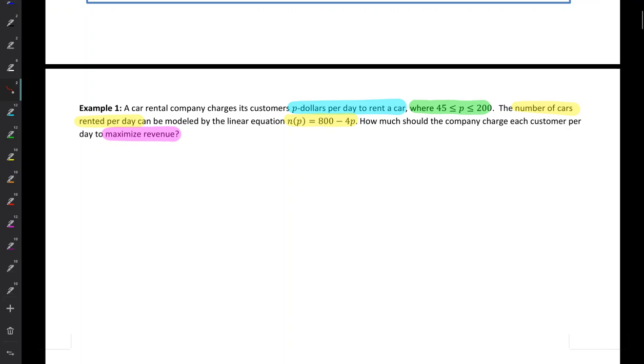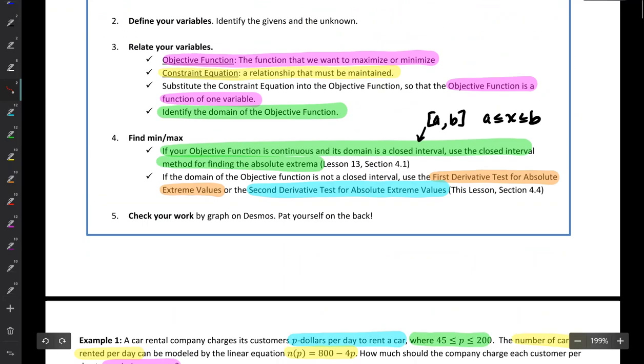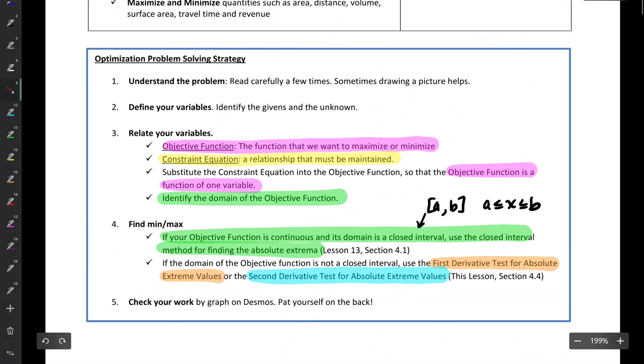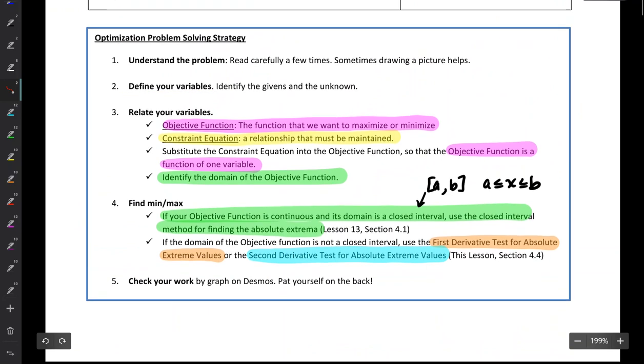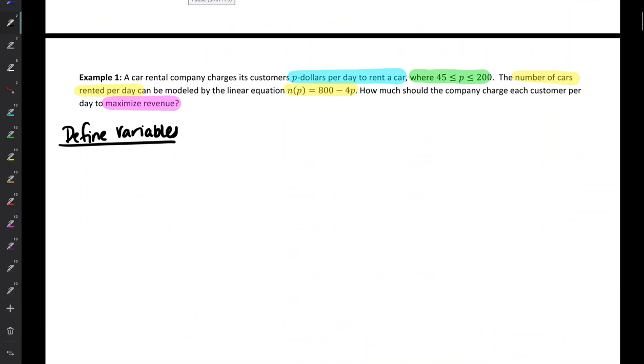I don't think a picture is applicable here, so we're going to want to start introducing our variables. Okay? So I feel like we've understood it. Now it's time to define our variables. All right, so I'm going to let P be the price of the rental, right? What the company charges to rent the car. I'm just going to use dollar signs of the rental.